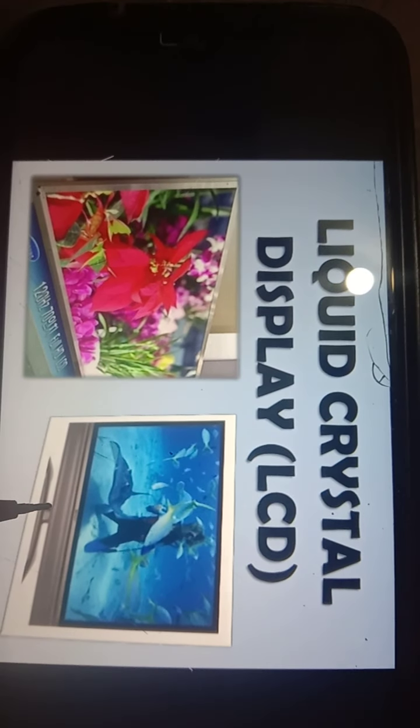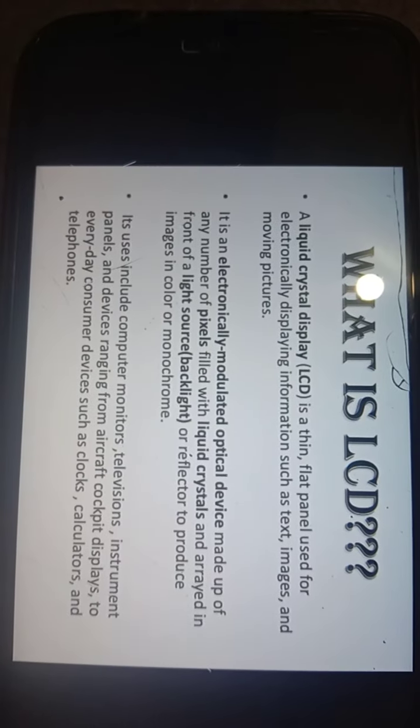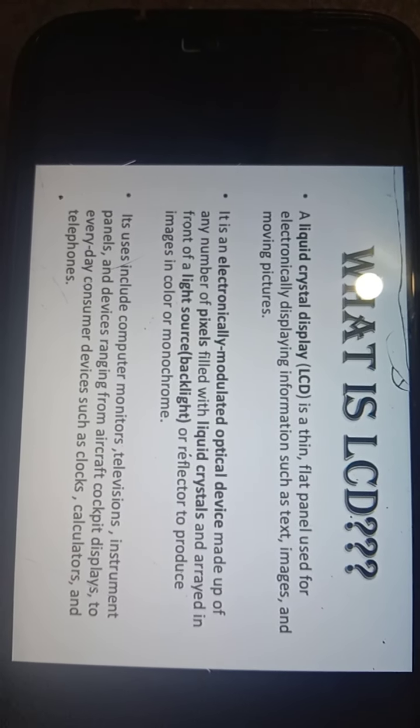Coming to the next picture, a man inside the ocean, that we are also able to see in a clear manner. That is only possible by liquid crystal displays. I hope you understand what is meant by crystal, liquid and display. Let us go through what is meant by LCD.